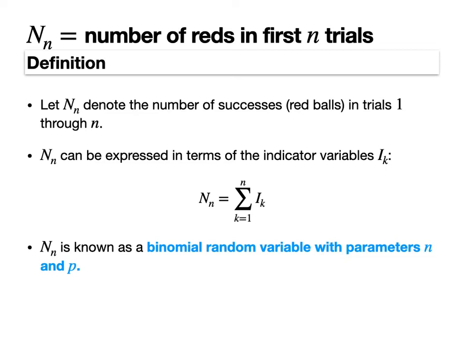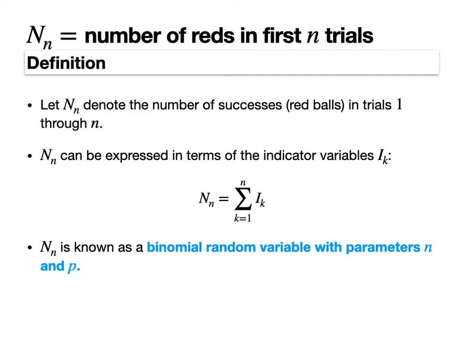We've already seen that this variable can be written in terms of the indicator variables, right? The indicator variables I sub k are equal to 0 if the kth ball is green and 1 if the kth ball is red. So if I add up the indicators from 1 to n, I'll get a bunch of zeros and ones, zeros for every green ball, ones for every red ball. So that sum will just be the number of red balls. And N sub n is known as a binomial random variable with parameters n and p.